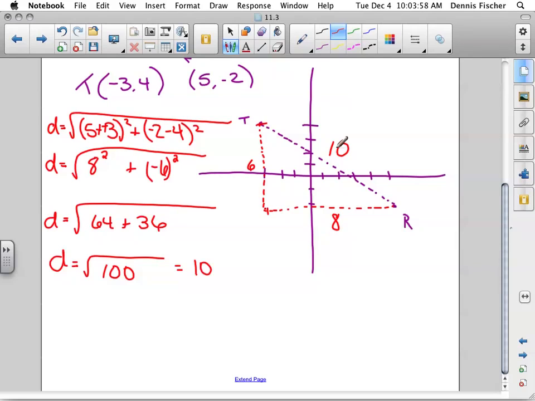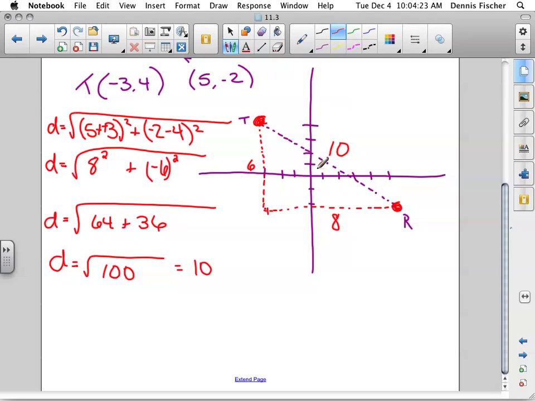Now midpoint. What does midpoint find? Midpoint finds the middle point. So if I had these 2 points, let's say this point right here and this point right here, and I said, find me the middle point, right inside there. I always think of midpoint as average.